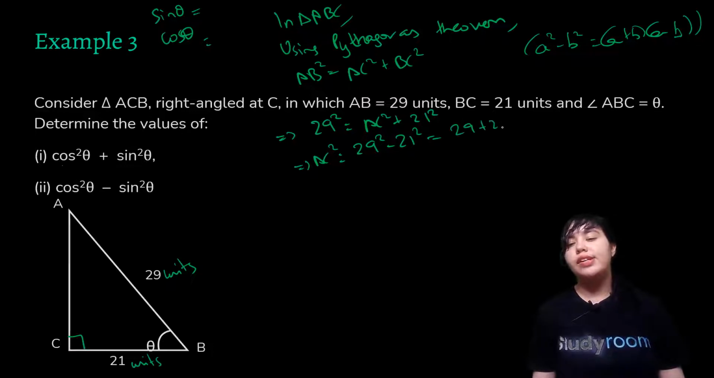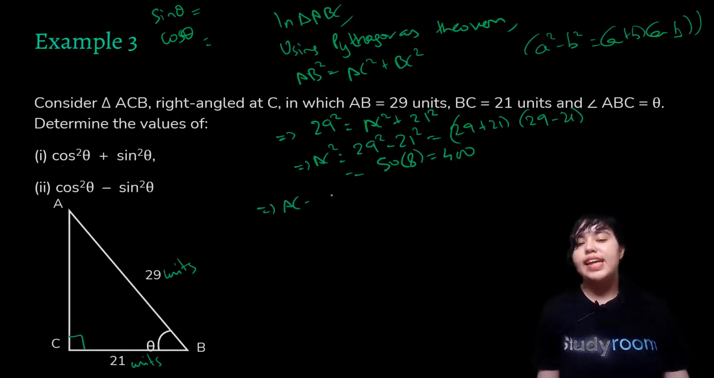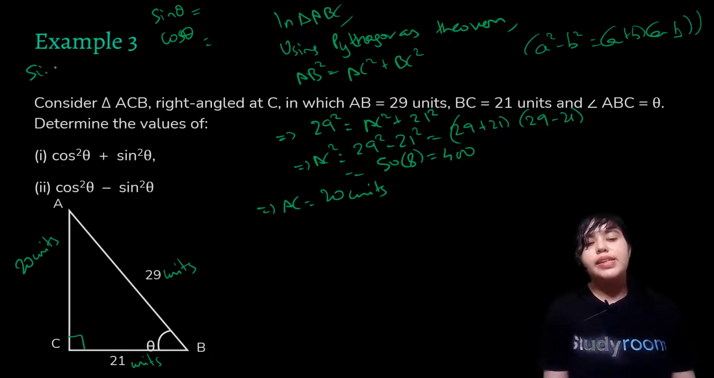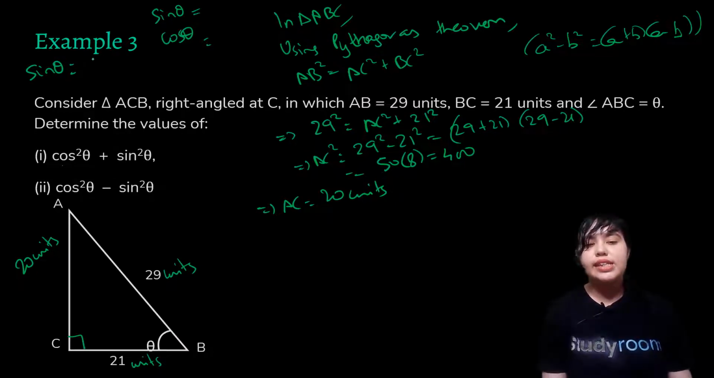You can write it like 29 plus 21 into 29 minus 21. Now what is 29 plus 21? That is 50. And 29 minus 21 is 8. So this becomes 400. If you take square root on both sides, you'll get AC as 20 units. So only when we get the three sides of this triangle, only then we can find out the ratios sine theta and cos theta. So here what will be sine theta?